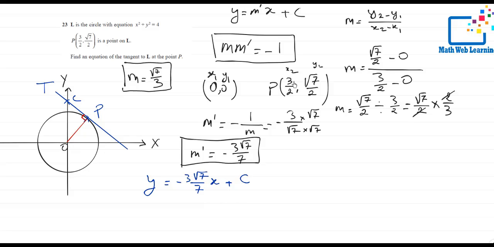That's why the problem is hard enough. So how do I find c? Well, the tangent goes through the point B. What does it mean to us? Basically, it means when y is equal to root 7 over 2, x is equal to 3 over 2. That's what it means. So we need to substitute them.